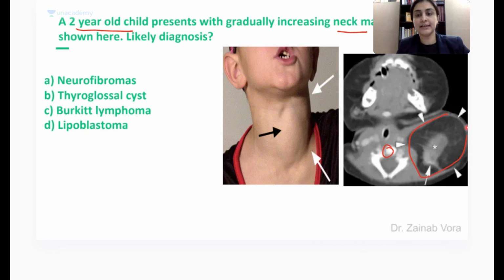You have a mass here. You have a clinical picture. You have a radiological picture. Does this lesion have fat, guys? Does this lesion have fat?